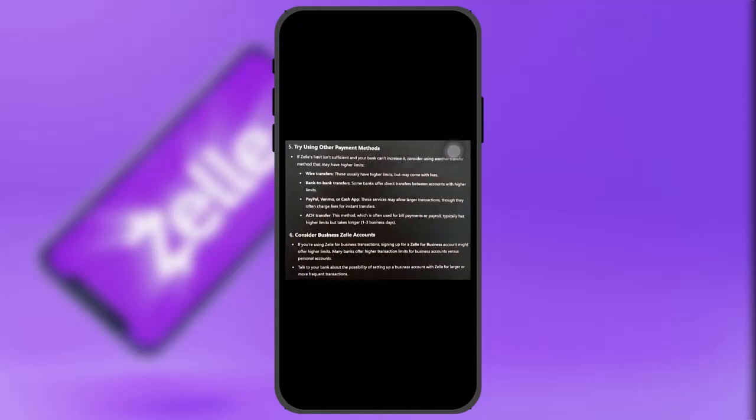Try using other payment methods. If a Zelle limit isn't sufficient and your bank cannot increase it, consider using another transfer method that may have higher limits. Consider business Zelle accounts. If you are using Zelle for business transactions, signing up for a Zelle for business account might offer higher limits. Many banks offer higher transaction limits for business accounts versus personal accounts.